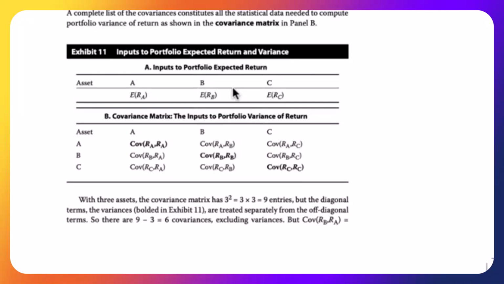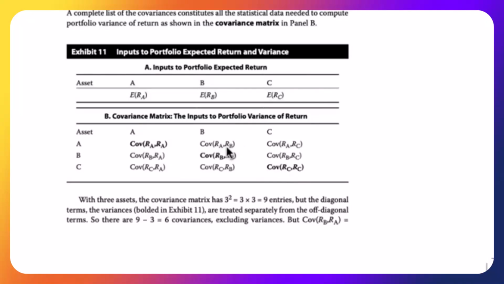But here's 3 asset classes. We're going to need a covariance matrix. And the way we read the covariance matrix, notice the bold entries. These are all variances. A covariance of asset A with asset A is a variance. So when we see RA, RA, even though it says covariance, that's a variance. A variance is a covariance of an asset with itself. There it is, RB, RB, RC, RC.